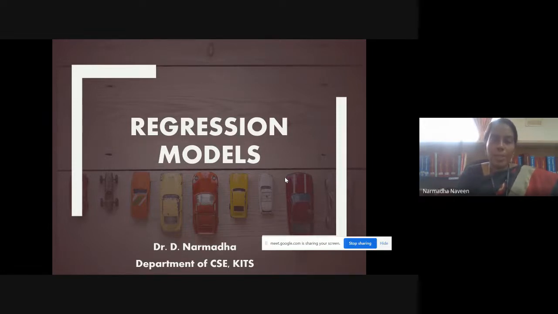For today's topic, I'm going to teach you how we do the implementation of simple linear regression. So before we go on to the practical implementation of linear regression, we will know what is the explanation for the linear regression model.